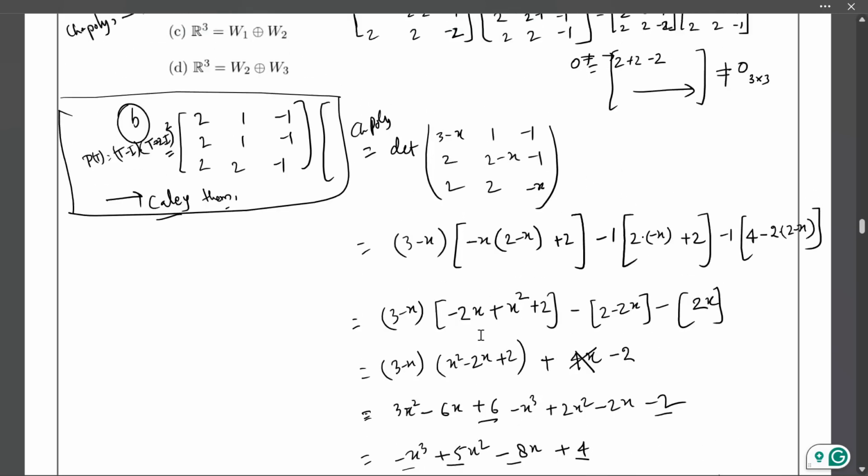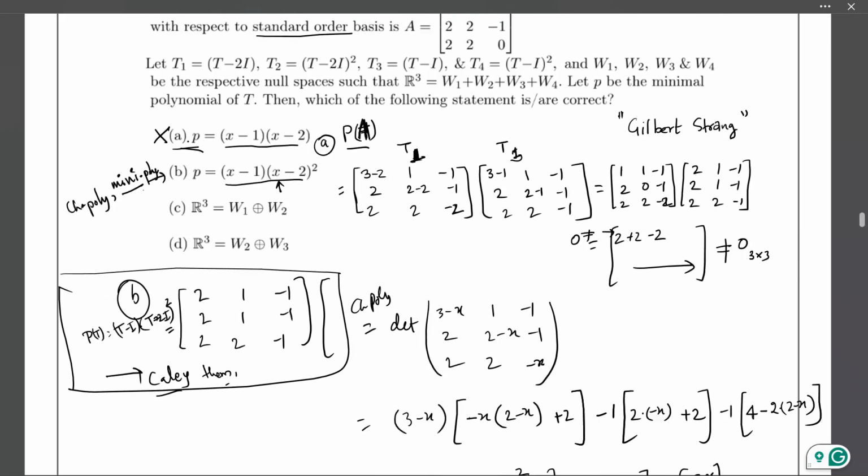So you see, this is the characteristic polynomial, and because the minimal polynomial has the same roots, there should be roots 1 and 2 here. The set of all roots should match in the minimal polynomial and the characteristic polynomial. But this does not satisfy that, so this is not a minimal polynomial.